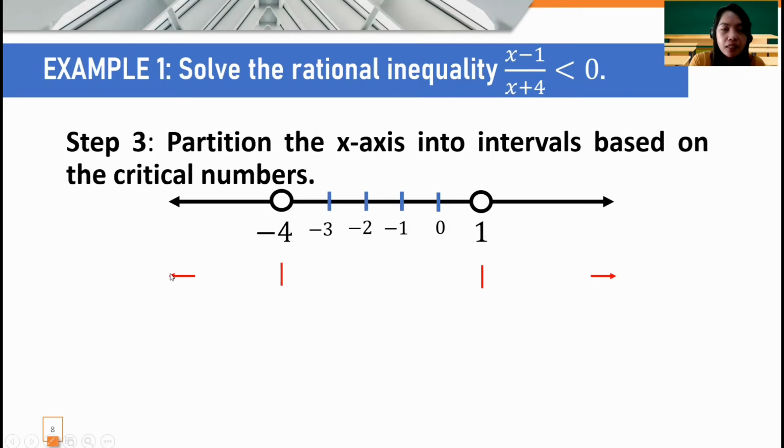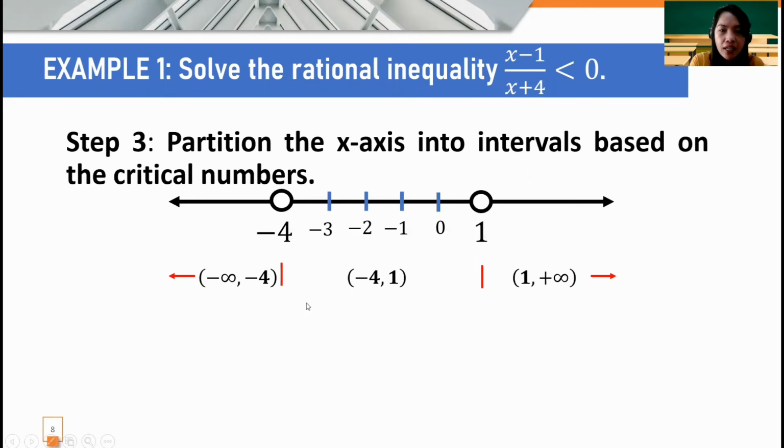From the negative infinity hanggang sa negative 4, ang magiging interval natin ay negative infinity. Laging tatandaan kapag katabi ay infinity, palagi siyang parenthesis. So that is from negative infinity to negative 4. Take note na open circle ang ginamit natin. So ang gagamitin natin sa pagsulat ng interval ay parenthesis.